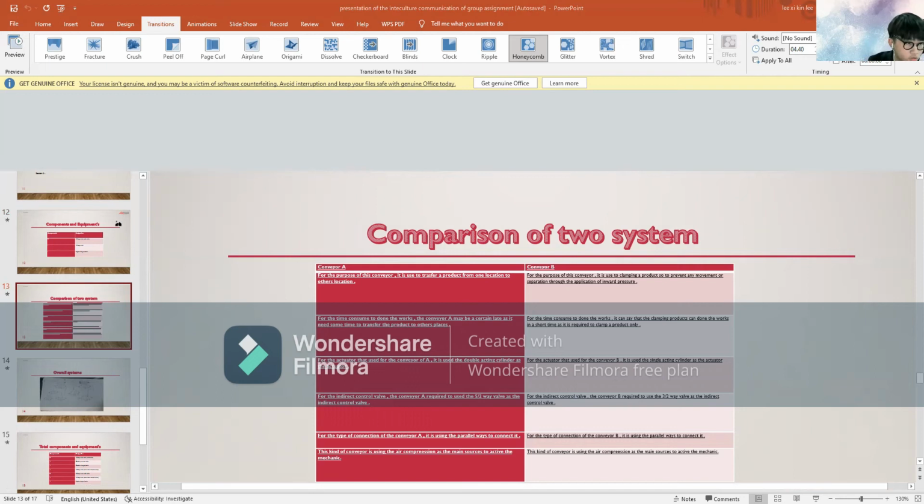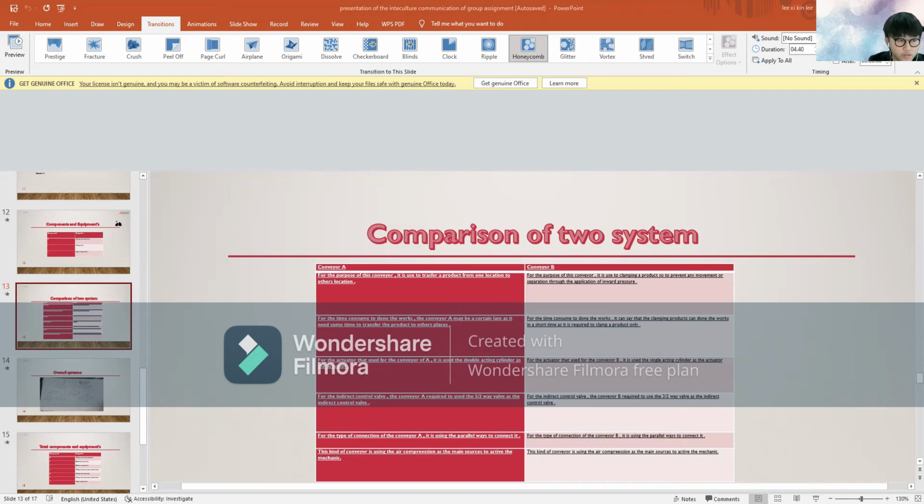So for conveyor A, firstly, we need to compare the purpose. The purpose of conveyor A is to transfer a product from one location to another location. And the purpose of conveyor B is to clamp a product, so it prevents any movement or separation through the application of inward pressure.